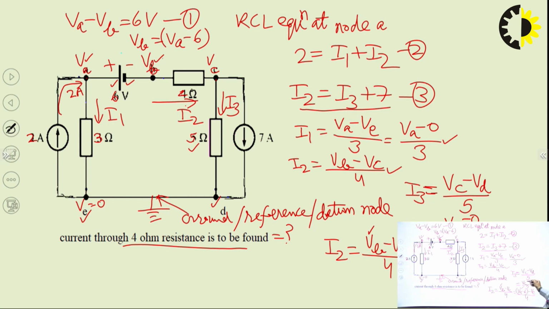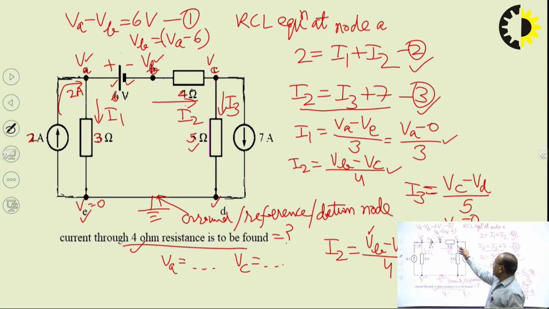I3 is also in terms of VC, and I1 is in terms of VA. So now these equations will be having two variables only, that is VA and VC, and there are two equations, one is this equation, another is this equation. So on solving these equations we will come to know the values of VA and VC. And once we know these values, we can find the current in any branch. Like in this question, it is asked to find the current through the 4 ohm resistance.